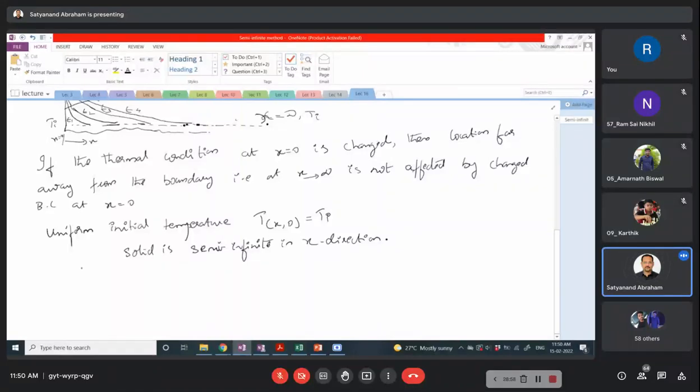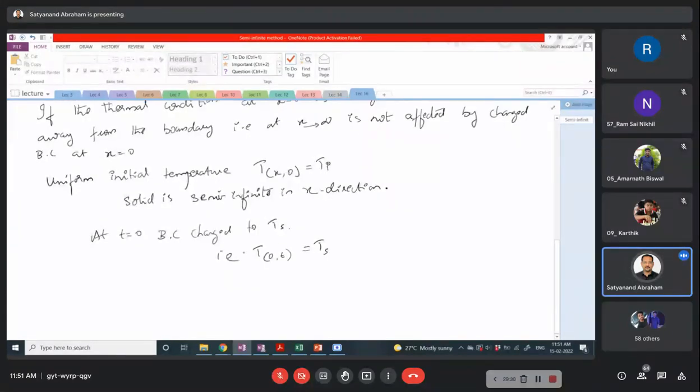So this is the initial condition now. Now we have to see what the boundary conditions are. At t equal to 0, we know that the boundary condition changes to Ts. That means T at x equal to 0, at any time t, is equal to Ts.